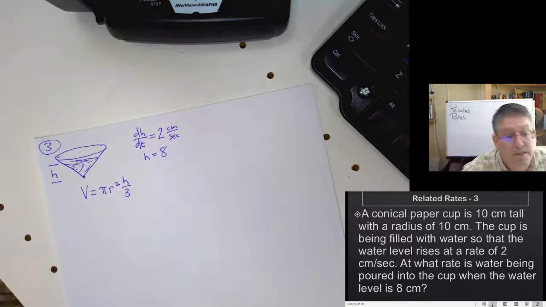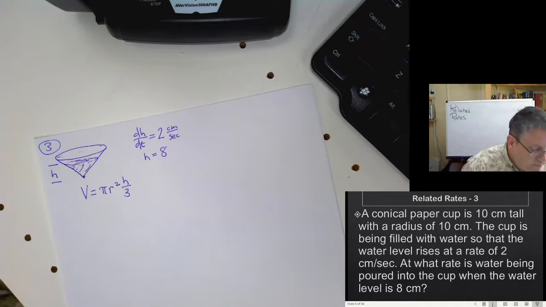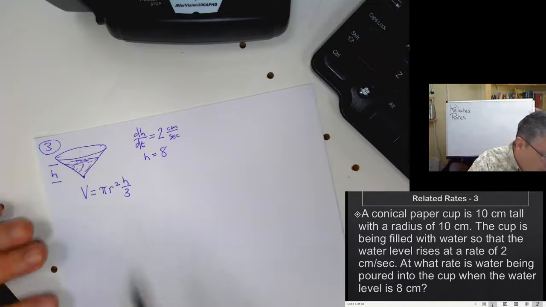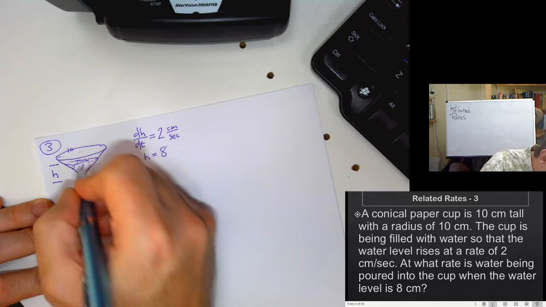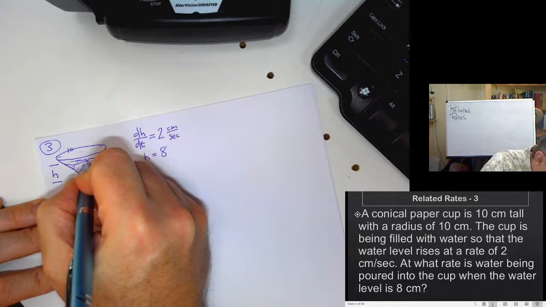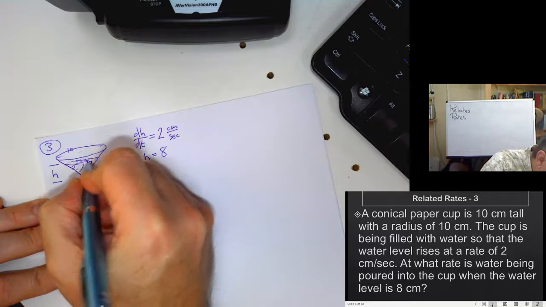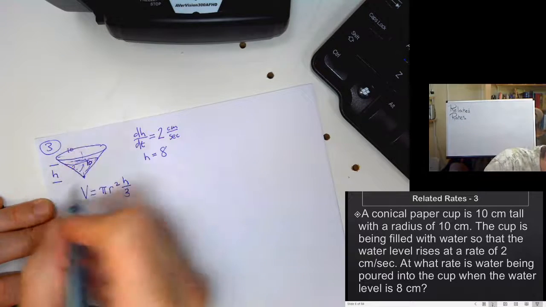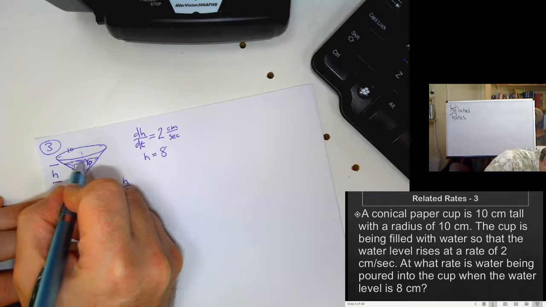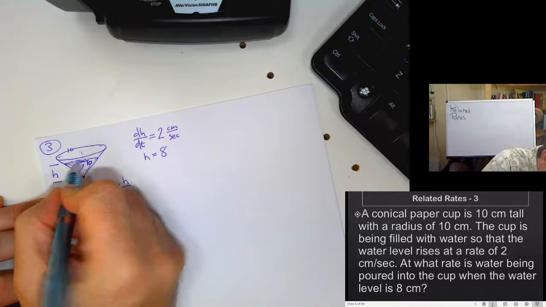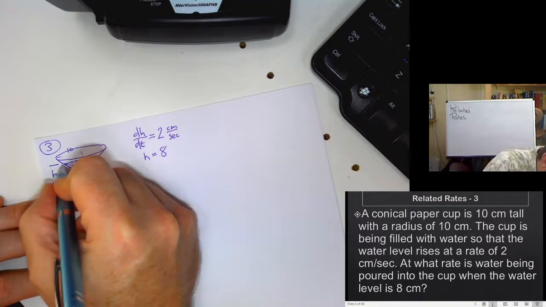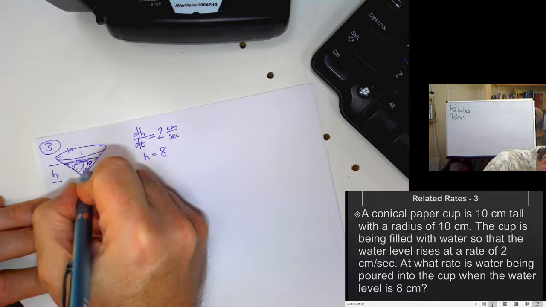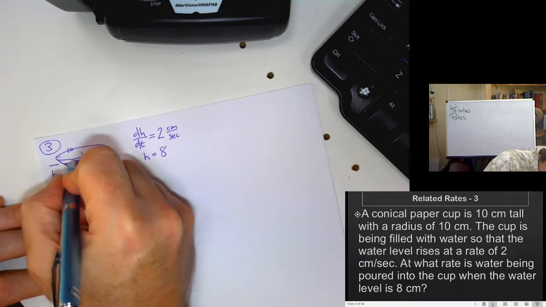Do we have enough information for that? Well, we do. It's a little bit hidden. If this is 10 and this is 10, you should be able to see that. And then this is a similar triangle, and this is a smaller triangle, right? So in the smaller triangle where the water level actually is, if that's 8, that's also going to be 8.